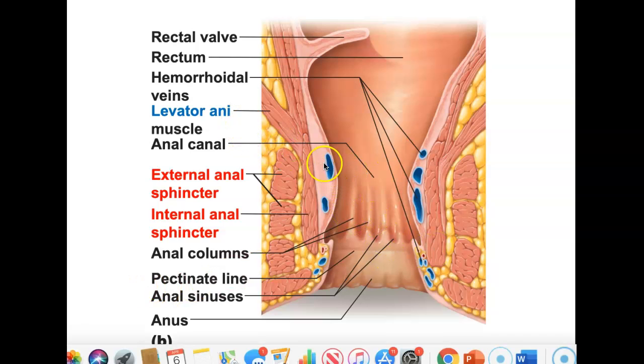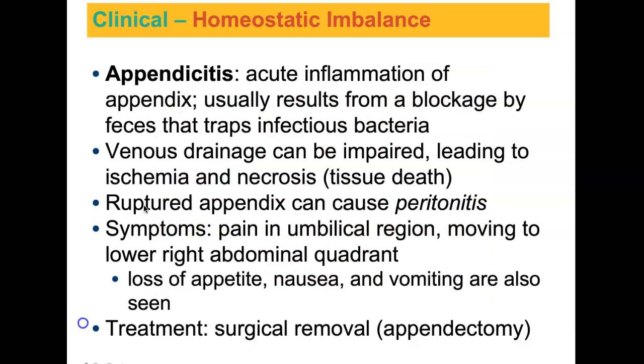I also want to mention these hemorrhoidal veins. So all of these veins here that line the anal canal, you can have issues where blood can pool due to too much pressure, like you're straining too much to defecate, and that blood can fill these veins and then they can protrude or hang outside of the anus, and that's where that term hemorrhoid comes from.